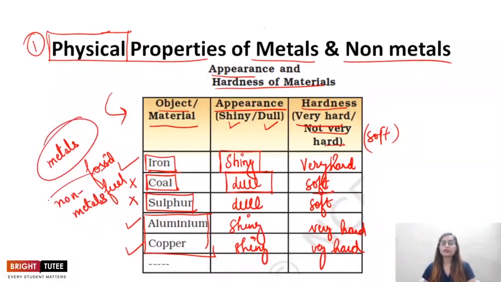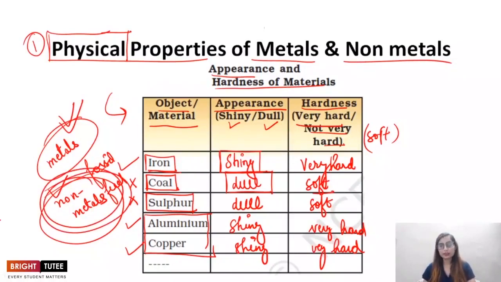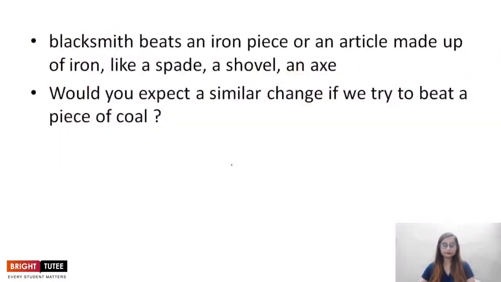So what did we learn from this table? That the substances which are shiny in appearance and are very hard, they are basically metals. And if they are dull in appearance and are soft, then they are known as non-metals. So basically metals have two properties which we have just seen, that they are shiny and hard, while non-metals are dull and soft.